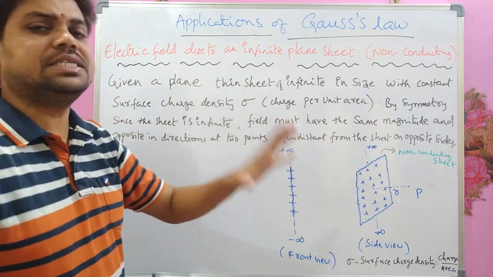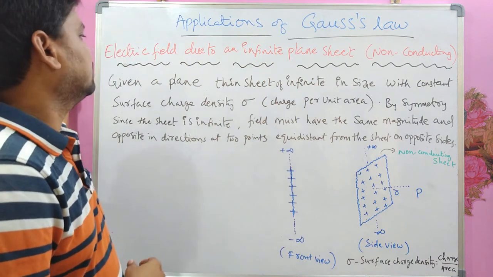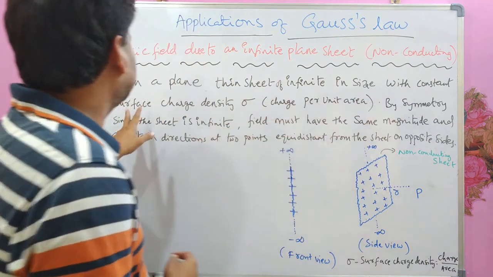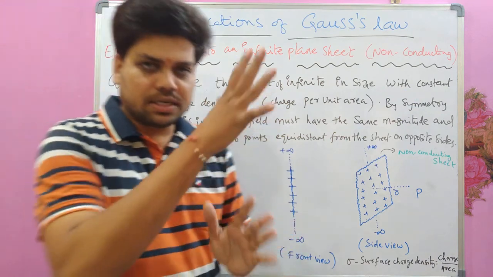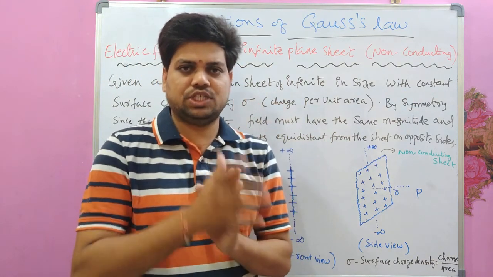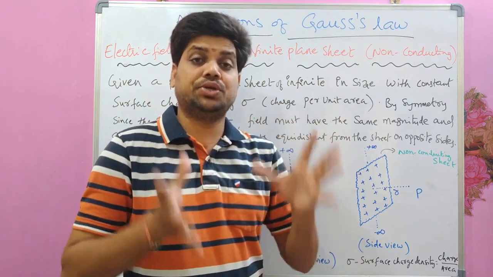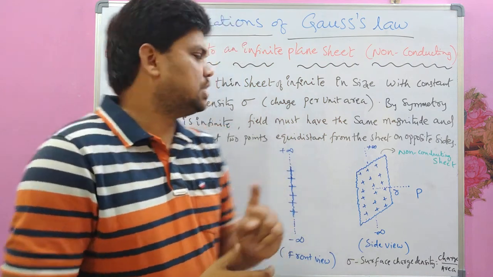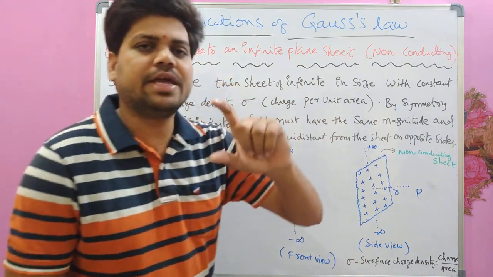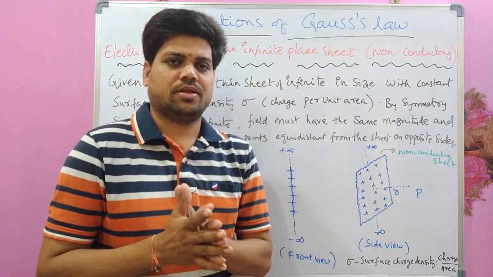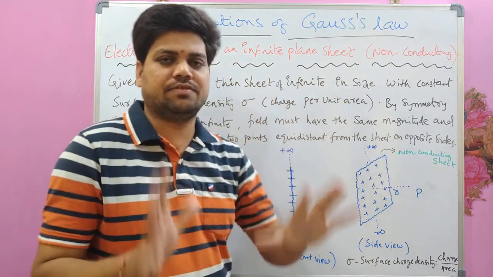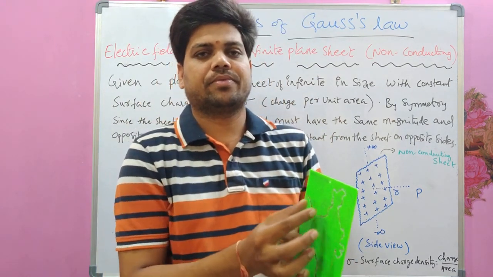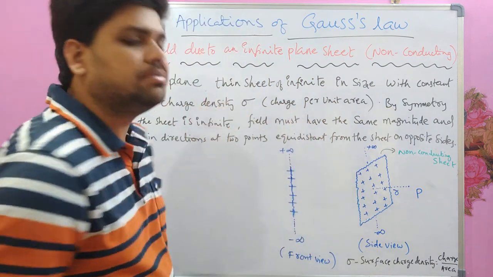Given a plane thin sheet of infinite size with constant surface charge density sigma, means on that plane sheet, which is non-conducting, the charge is distributed uniformly with surface charge density sigma, means in every unit area the charge is the same. Charge per unit area is given, that is sigma. See, if this is my sheet, in every unit area the charge is given. Surface charge density means that only.